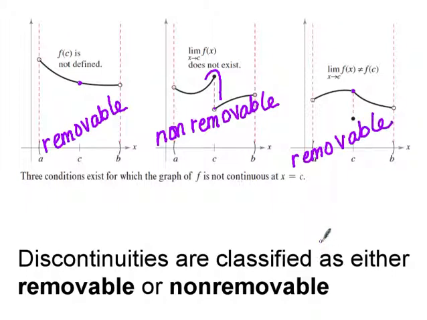Another place you will see non-removable discontinuities is with asymptotes. Asymptotes mean non-removable. So we're going to go ahead and look at some examples. I want you to go ahead and graph the following on your graphing calculator. F of x equals 1 over x. So now graph this on your calculator, and we're going to talk about the continuity of this graph. Graph y equals 1 divided by x. This is the first example we're looking at.